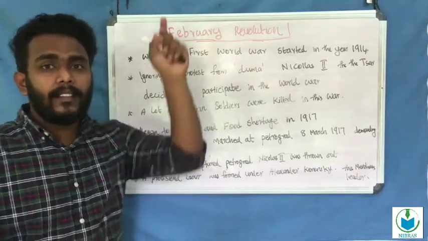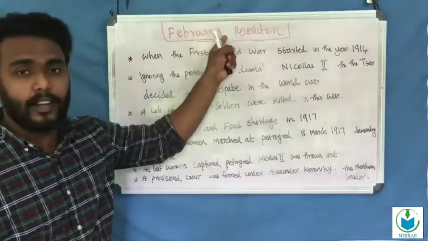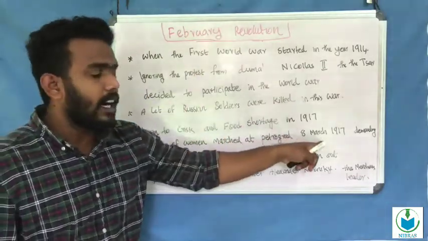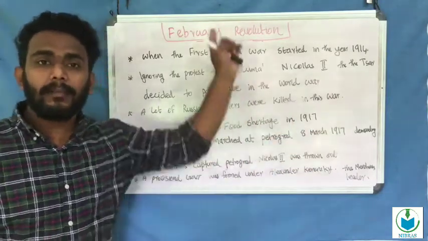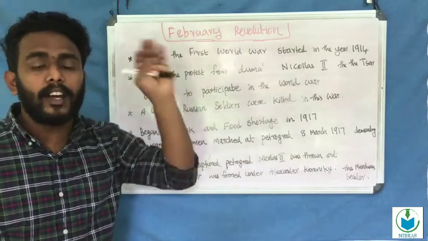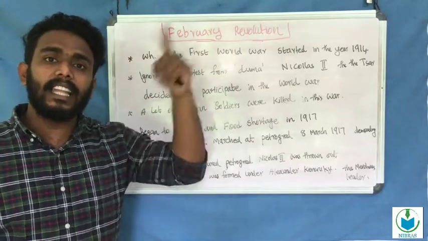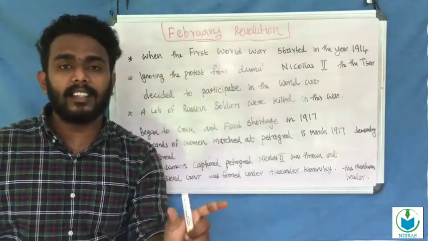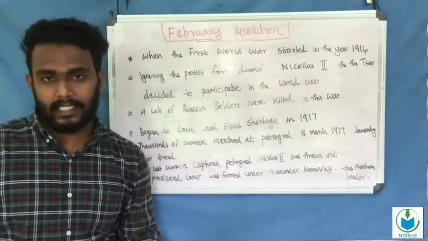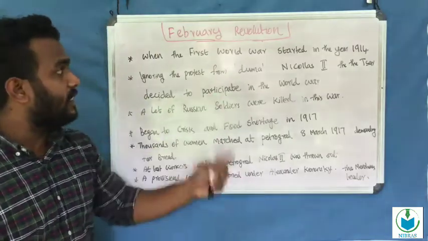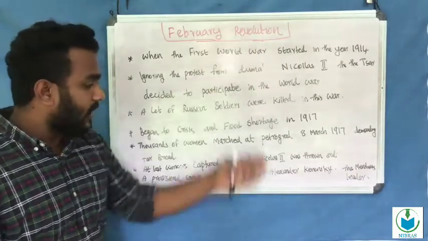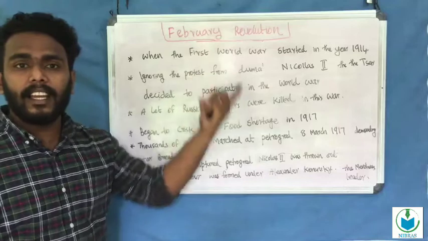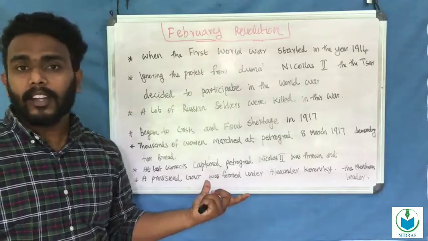One point: the name was February Revolution, but it happened on 8th March 1917. The name came about because Russia at that time was following the Julian calendar. Okay, these are the reasons behind naming this revolution the February Revolution. So these are the main points in the February Revolution.